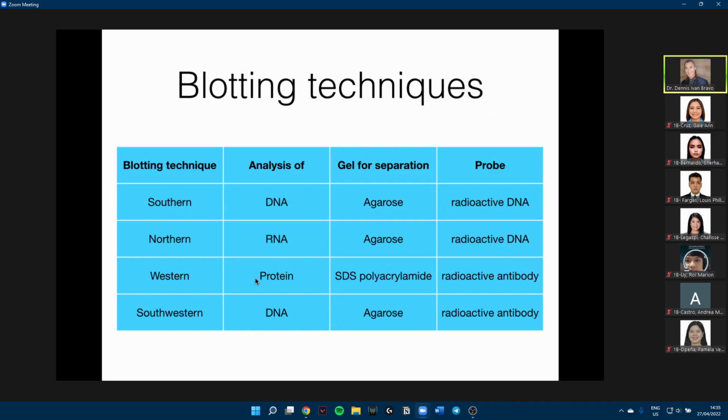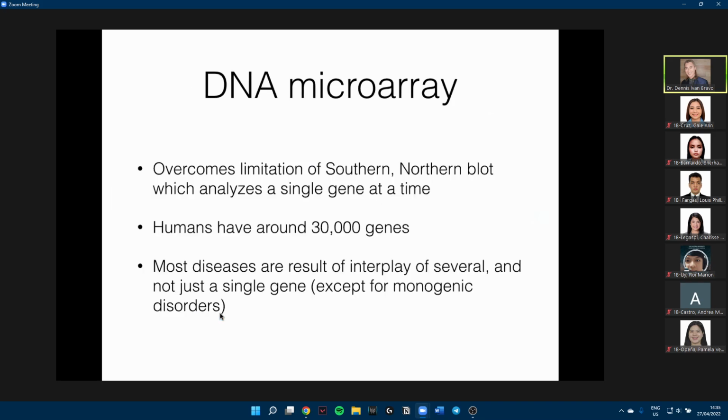Now, protein analysis is called the Western blot. The probe here is an antibody that has affinity for the protein. This is exemplified by the confirmatory test for HIV. The combination analysis of DNA, where we have a probe, an antibody that has affinity for DNA, is called Southwestern. All right, finally, so there's DNA microarray.